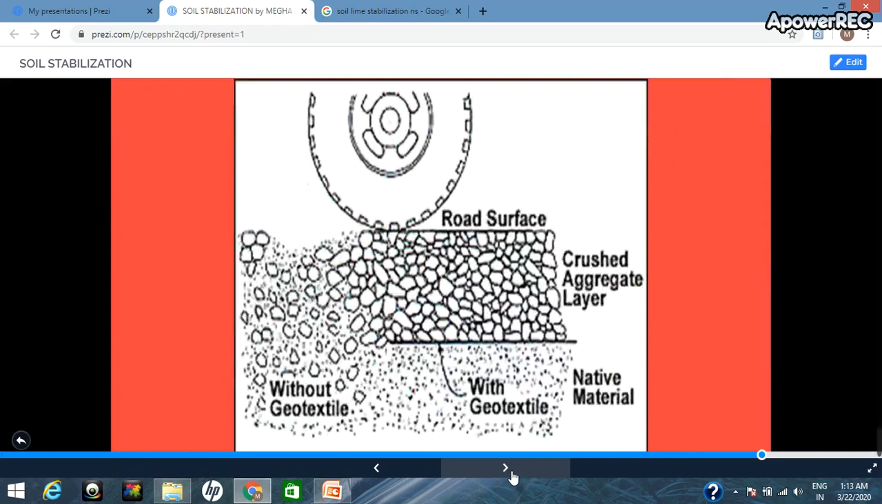Next one is the separation. As in this figure, one portion is without geotextile and the other portion is with geotextile. Your road pavement is divided into different layers. In the right hand figure, as we can see, with the presence of geotextile, the crushed aggregate layer and the fine aggregate layer are being separated in a nice way, and without geotextile, as the impact of the wheel comes, this separation is not seen.